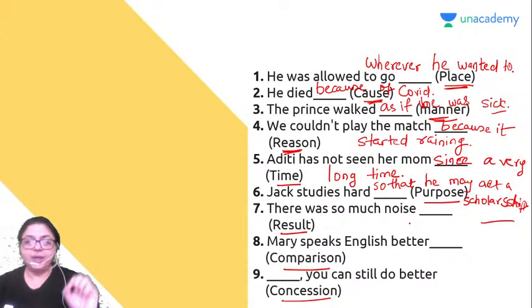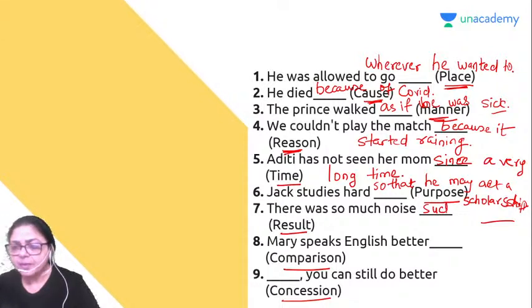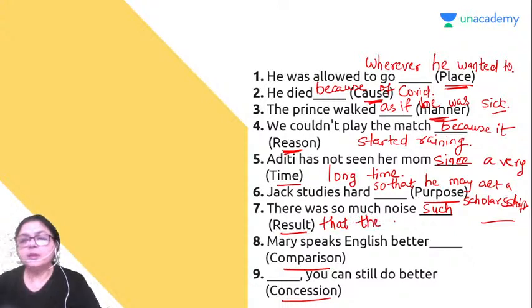Now there was so much noise, and what are we going to do? This is going to be for the result. Yes, adverb of result. There was so much noise. We say such that or so that. So there was so much noise such that the speaker could not be heard, or we could not hear him.